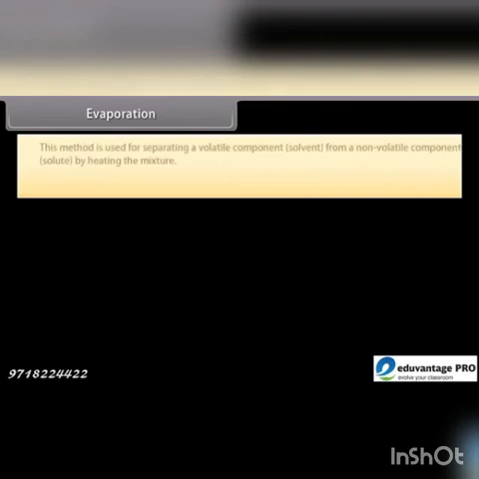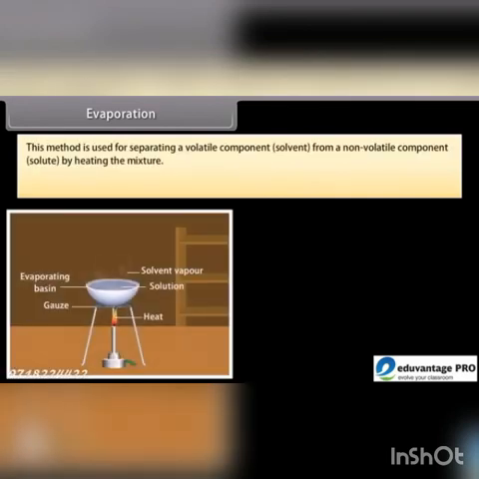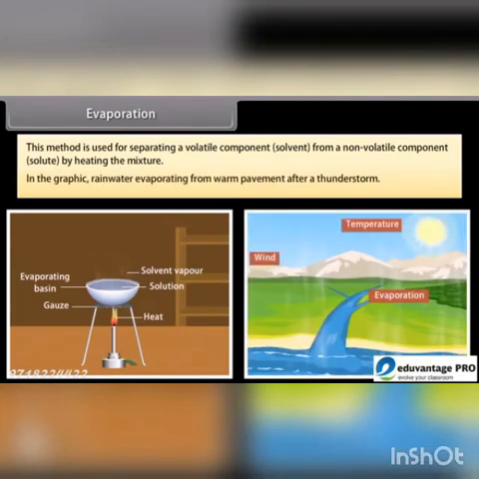Evaporation. This method is used for separating a volatile component, the solvent, from a non-volatile component, the solute, by heating the mixture. In the graphic, rainwater evaporating from warm pavement after a thunderstorm.